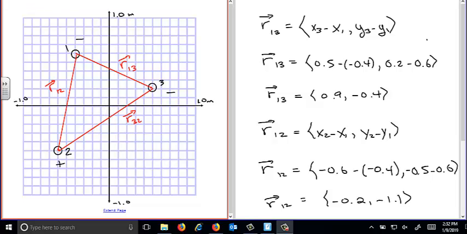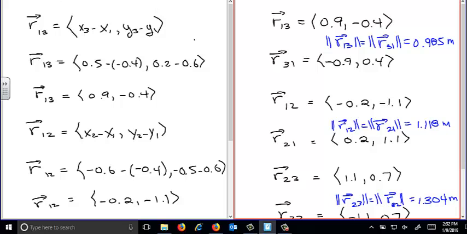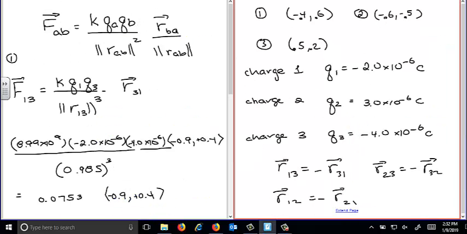So these are the coordinates of the three charges. These are the three charge values. We've got two negative charges and a positive charge. They're microcoulombs, so it's negative 2 microcoulombs, or negative 2 times 10 to the minus 6 coulombs. So those are the charges.